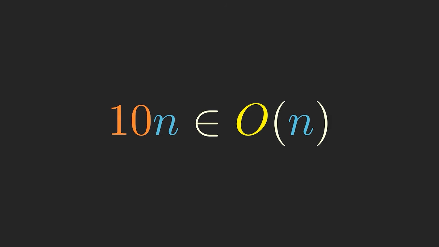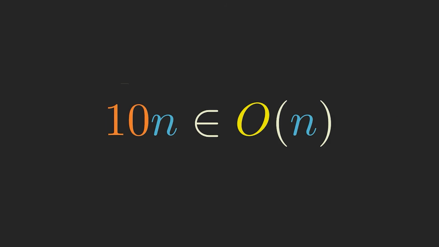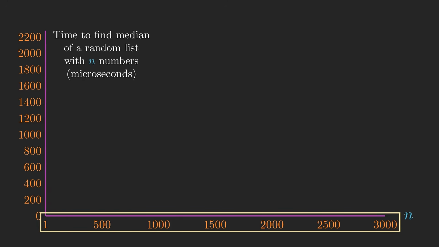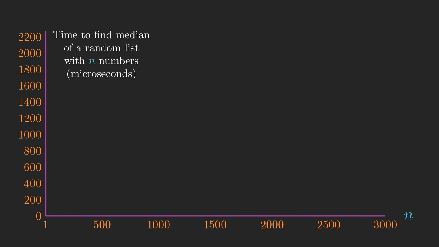Now, we've gotten this far, and we could just end the video here, but there's still a little more to the story. Let's make a plot of the actual experimental running times of some different median finding methods we've discussed. On the horizontal axis, we have n ranging up to 3000, and on the vertical axis, we have the time taken to find the median of a random list with n numbers on my computer, averaged over 100 trials.